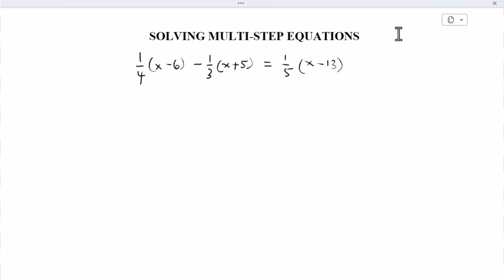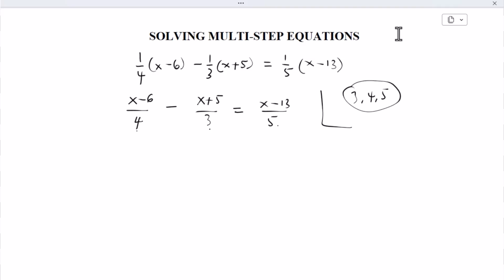So first of all, I'm going to have to rewrite the entire expression as x minus 6 all on 4, minus x plus 5 all on 3, to be equal to x minus 13 all on 5. Now, over here, I can see that there are three different denominators, that is 3, 4, and 5.